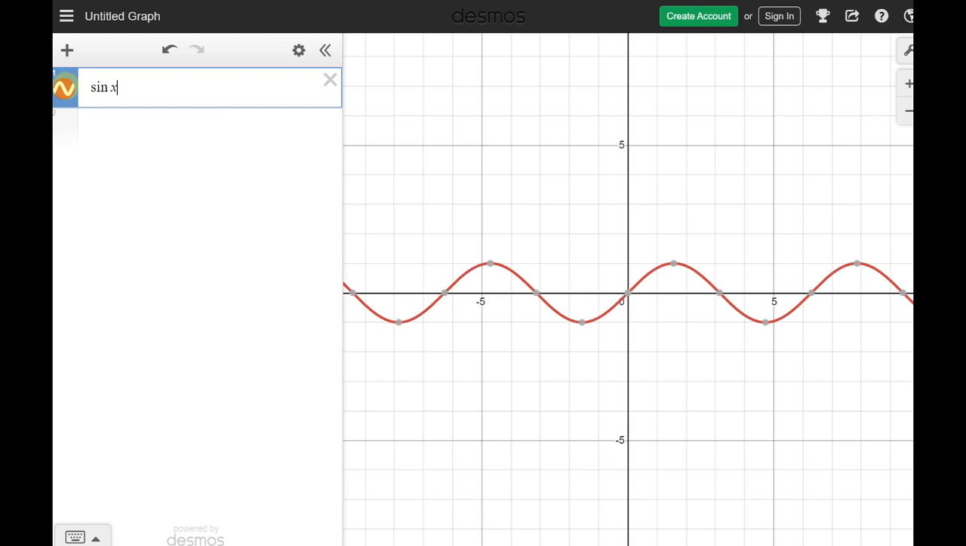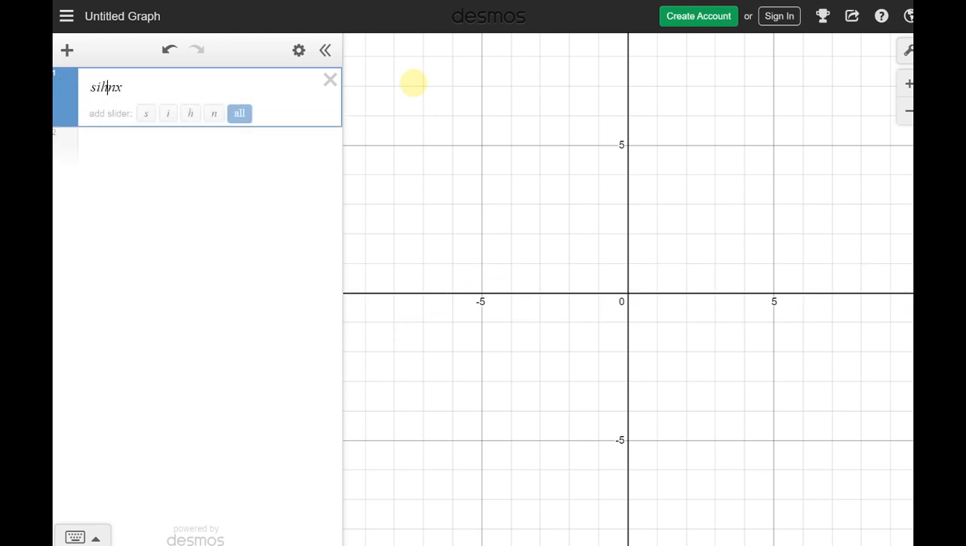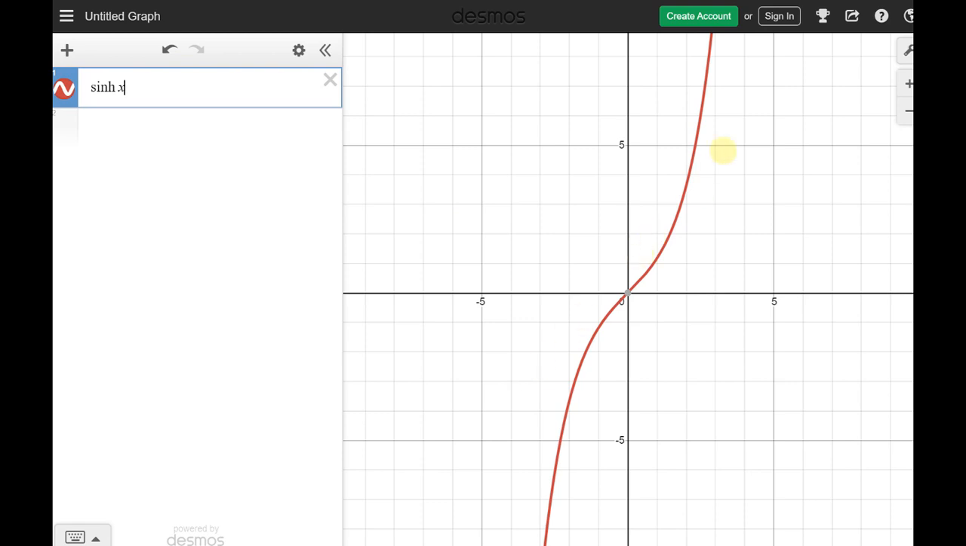So sine and cosine, maybe I'll compare. Here's the sine function, right? Sine and cosine work very similarly to this. But if you compare that, then if I just put that hyperbolic one, it looks totally different, right? So that's the point I wanted to make.